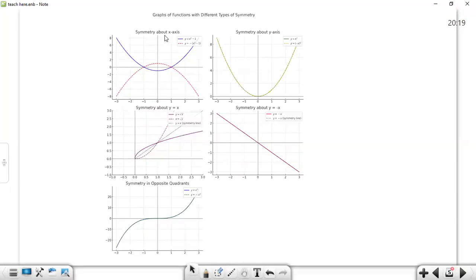So this is about symmetrical about x-axis, and this is the curve which is symmetrical about y-axis. This is the y-axis, and you can see the curve is symmetrical. And this symmetry is very rare. The symmetric about y is equals to x. This symmetric about y is equals to minus x. This is the straight line y is equals to minus x itself. Next example is also y is equals to minus x. Symmetric in opposite quadrants. Look at this. Is this clear about symmetry?